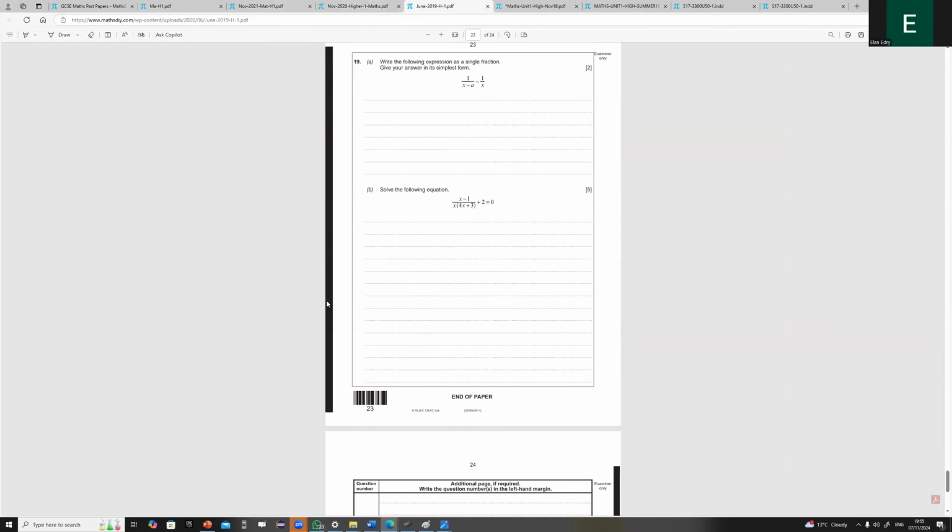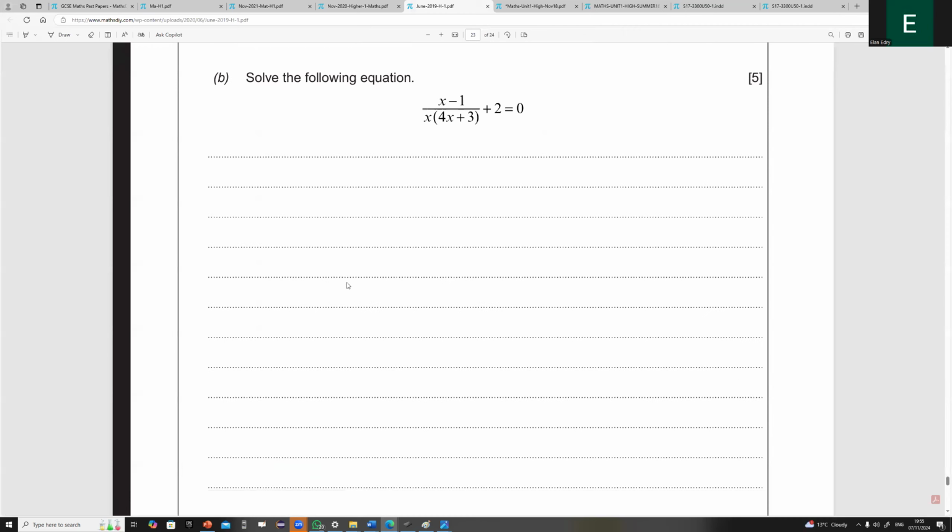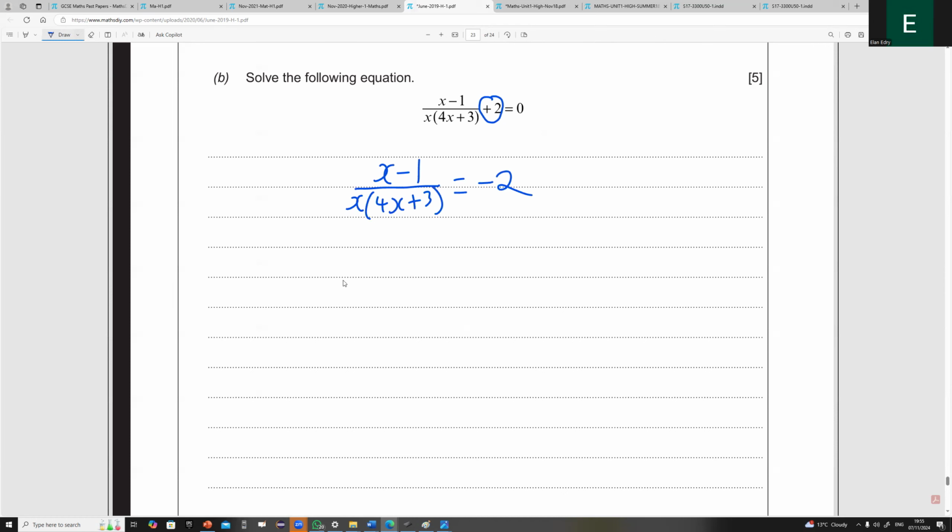So I've got most of the past papers here. Have a look through. This is a really tricky one. That's a really tricky algebraic fraction there, to be honest. In terms of solving this one, probably want to get rid of this 2 first. So you'd have x minus 1 over x bracket 4x plus 3 equals minus 2. How would we go about solving that equation? What would I have to do first?